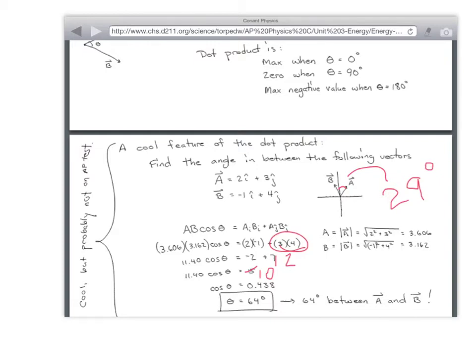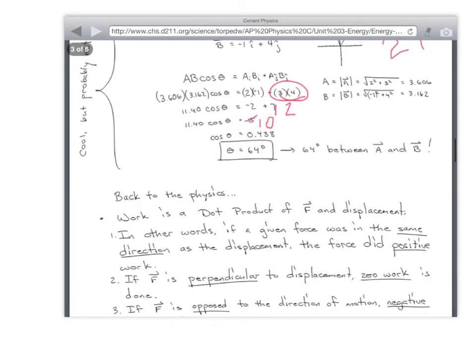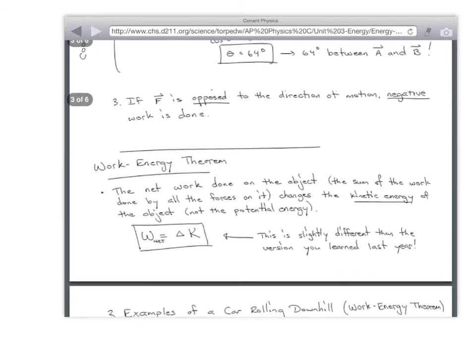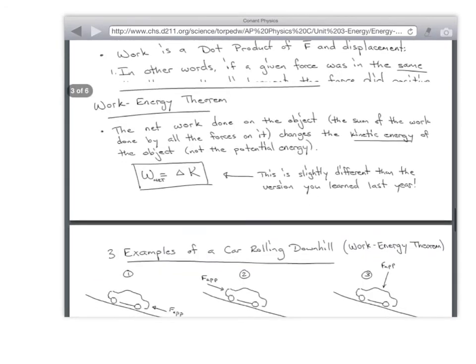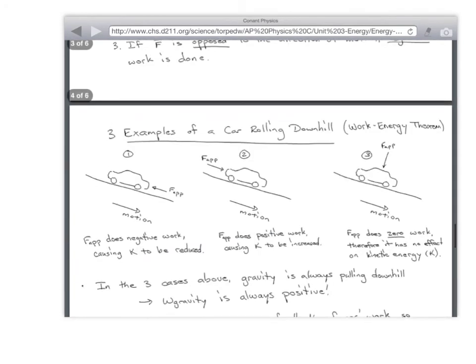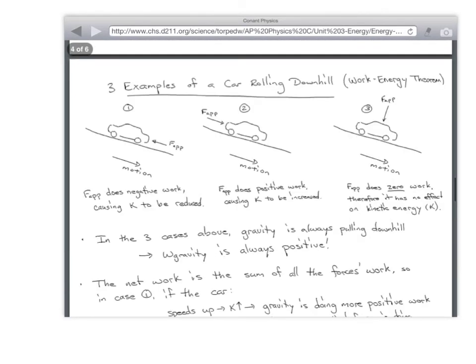All right, so let's move on. Back to physics. Work is a dot product of force and displacement. If you're in the same direction, positive work. Perpendicular, 0 work. Opposed, negative work. Work energy theorem: the net work done on the object changes the kinetic energy. So here's all the examples of the car on the hill. If you apply a force opposite the direction of motion, that's negative work. This is positive work, and this is 0 work. Good? All right, moving on.